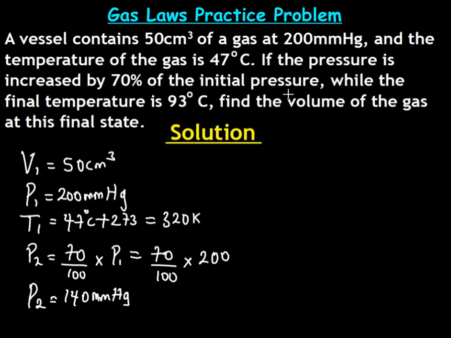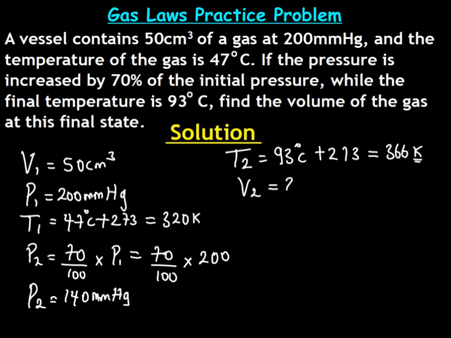We have it that the final temperature is 93 degrees Celsius, so the final temperature, T2, is equal to 93 degrees Celsius. Then convert it to Kelvin by adding 273 to it. 93 plus 273 is equal to 366 Kelvin. Good. Find the volume of the gas at this final state. The volume of the gas will then become V2, which is the unknown.